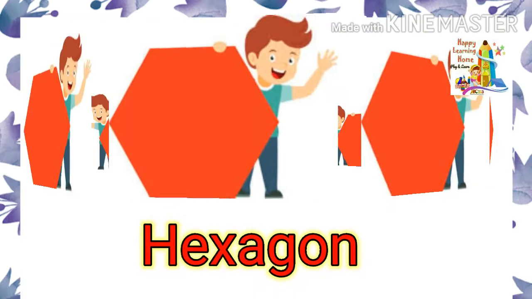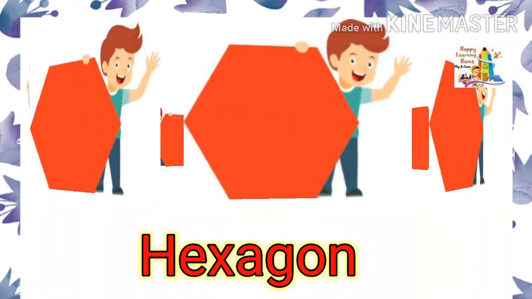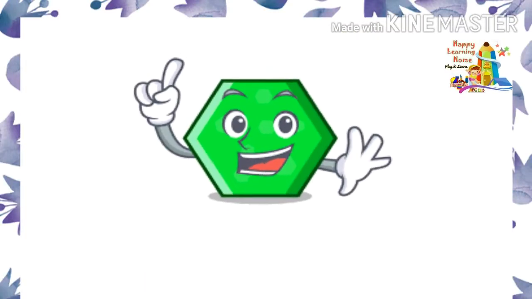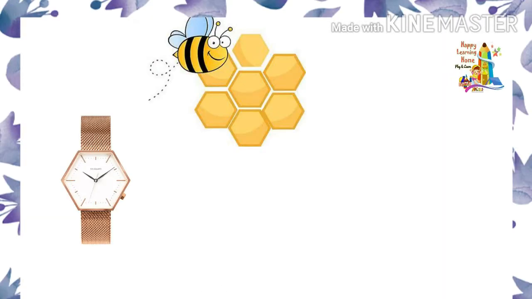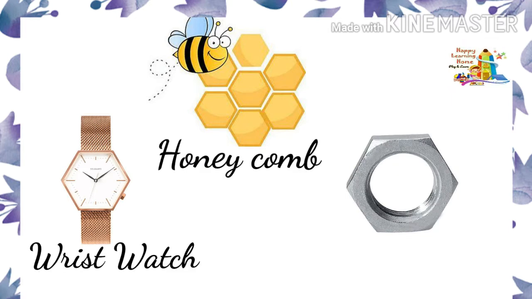This is a hexagon. Hexagon. The hexagon has 6 sides and 6 corners. Look, these objects have the shape of a hexagon: honeycomb, wristwatch, bolt nut.